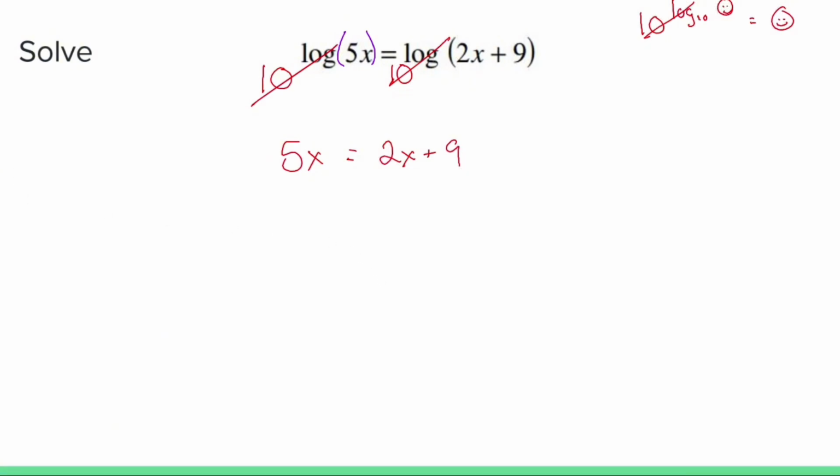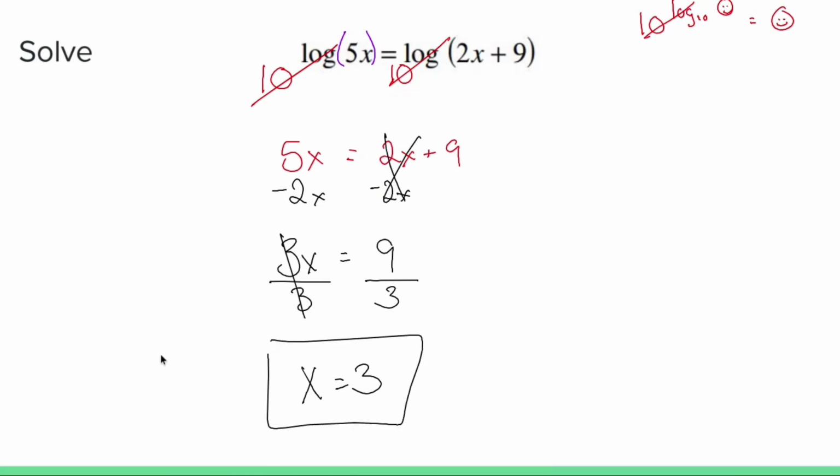Now it's a regular old Algebra 2 problem. So you would subtract 2x. Actually, it's an Algebra 1 problem, but who's counting? 3x equals 9. Divide by 3. x equals 3. And I look at this and make sure that if I were to plug 3 in, I don't get any negatives, and I don't, so this is good.